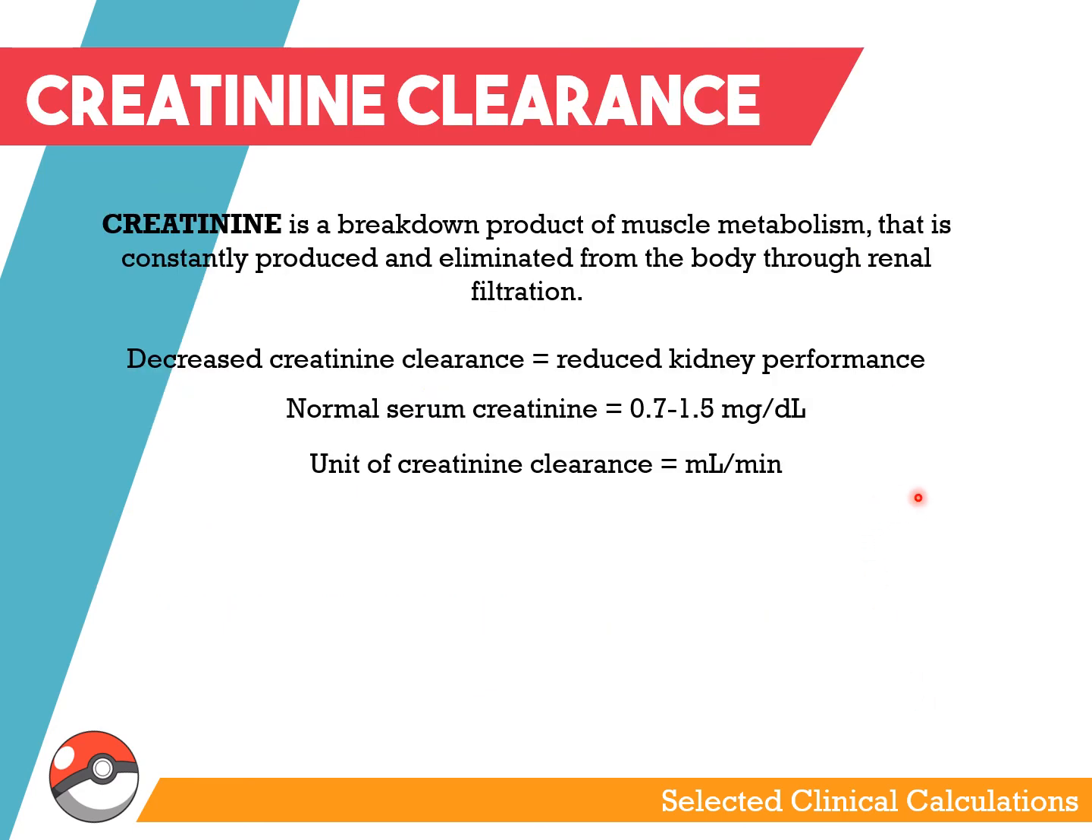Okay, so next is creatinine clearance. Creatinine is a breakdown product of muscle metabolism that is constantly produced and eliminated from the body through renal filtration. So if the creatinine clearance is decreased, it may indicate a reduced kidney performance. So we should take note of the normal serum creatinine, which is 0.7 to 1.5 milligrams per deciliter, and the unit of creatinine clearance, which is milliliters per minute.